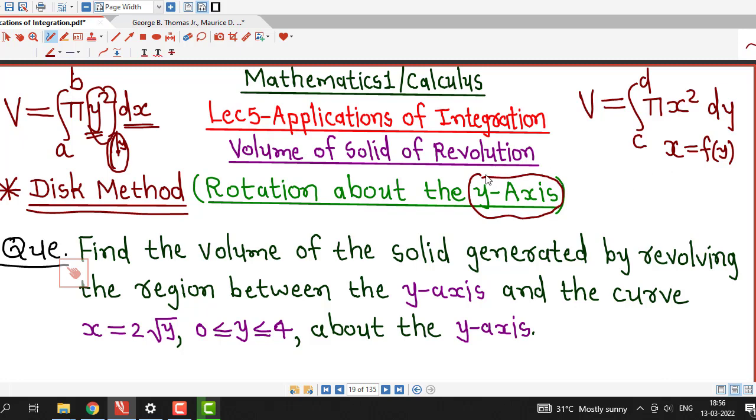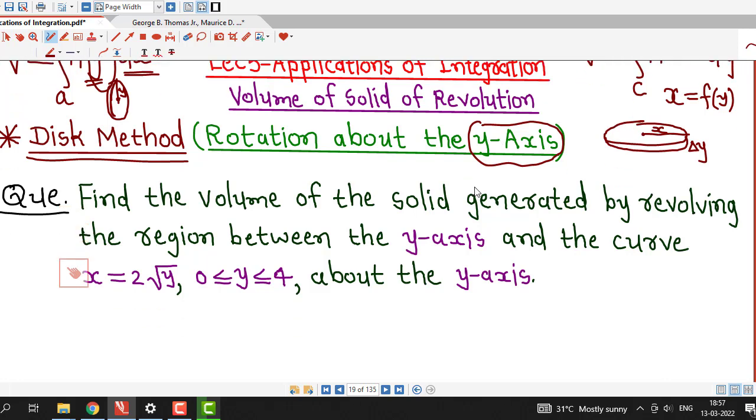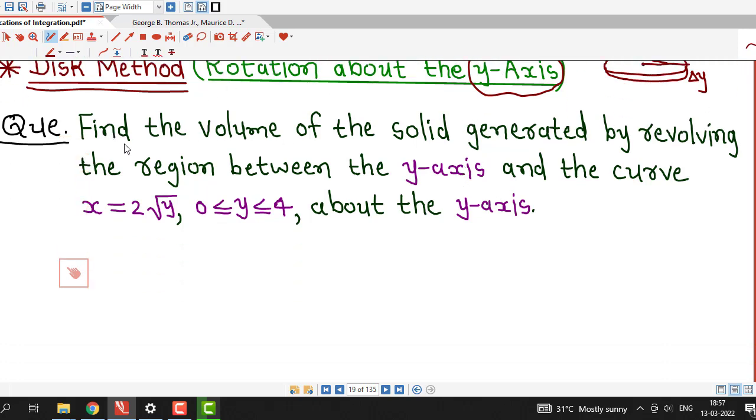We will consider the cross section of the solid which will be generated, and that cross section will be perpendicular to the y-axis. So the cross section will be a circular disc in this shape. The radius of that circular disc will be equal to x and the thickness will be delta y. So today we are going to discuss one problem in which we will find the volume of the solid which is generated by revolving the given region about the y-axis.